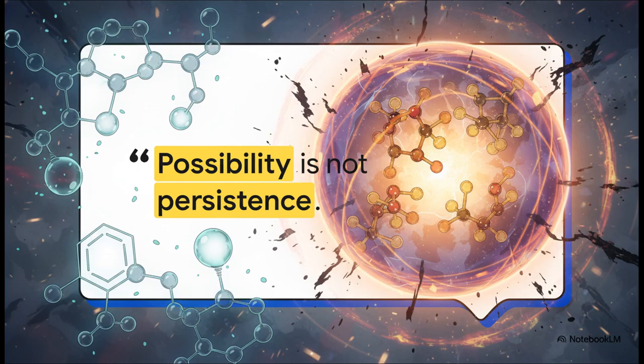Because in GEM, there's a core rule. Possibility is not persistence. Think about it. A structure can absolutely be chemically possible, but if it is just way too energetically costly to maintain when the environment pushes back against it, it simply won't hold together. A structure only sticks around if it stays admissible inside what we call the coherence shell.